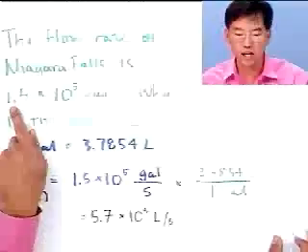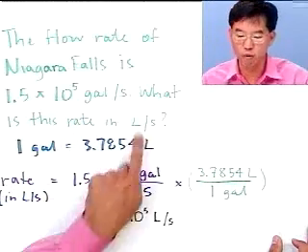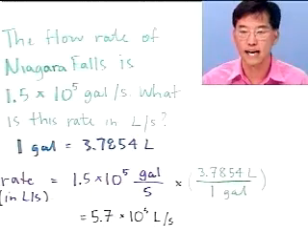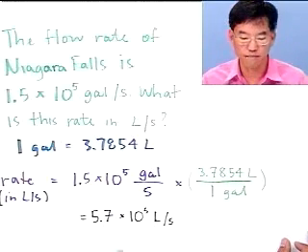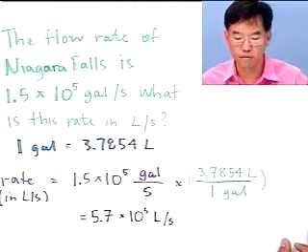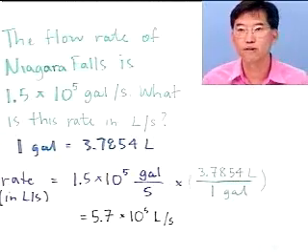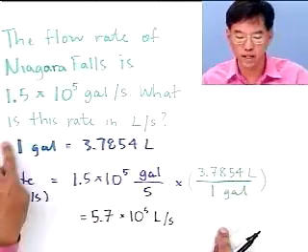All right, so suppose we wanted to calculate the flow rate of Niagara Falls, and we know in gallons that it's 1.5 times 10 to the 5th gallons per second, and we want it in liters per second, so it's a nice metric unit. And we have the identity that 1 gallon is equal to 3.7854 liters. So we can remember, make two different factors of 1 from this relationship.